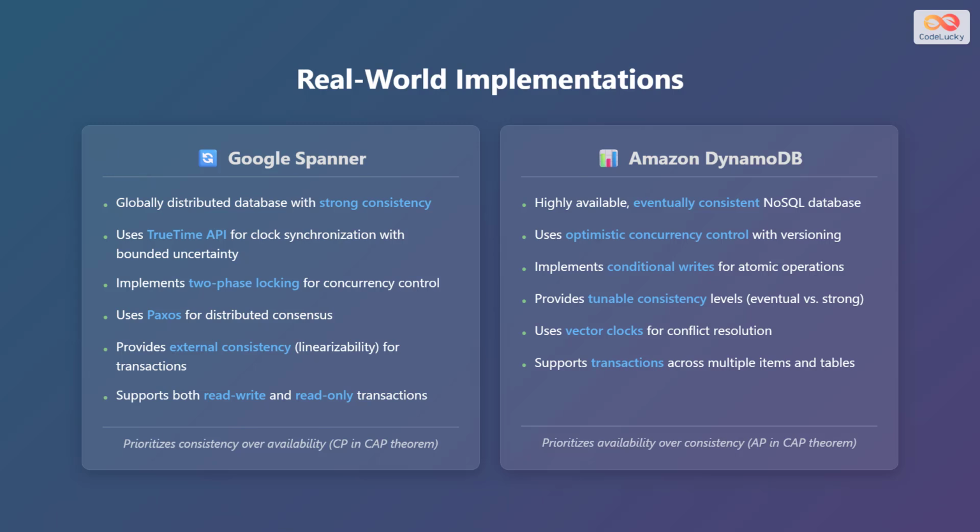Let's explore real-world implementations. Google Spanner is a globally distributed database with strong consistency. It uses a TrueTime API for clock synchronization with bounded uncertainty. It implements two-phase locking for concurrency control. It also uses Paxos for distributed consensus. It provides external consistency, or linearizability, for transactions. Finally, it supports both read-write and read-only transactions, prioritizing consistency over availability.